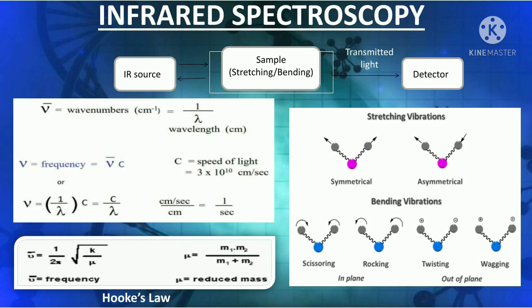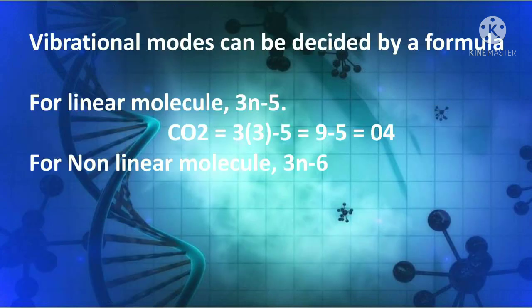Well, now vibrational modes can be decided by a formula, which tells which molecule will have how many vibrational modes. Suppose, say, carbon dioxide, it is a linear molecule, and if it is a linear molecule, then the formula will be 3N minus 5. According to the formula, as carbon dioxide has three atoms, C1 and oxygen 2, so total three atoms are there. So according to the formula, 3 into 3 minus 5, 9 minus 5, it will show 4 vibrations. Now, if it's a non-linear molecule, then the formula will change a little bit and will be 3N minus 6.